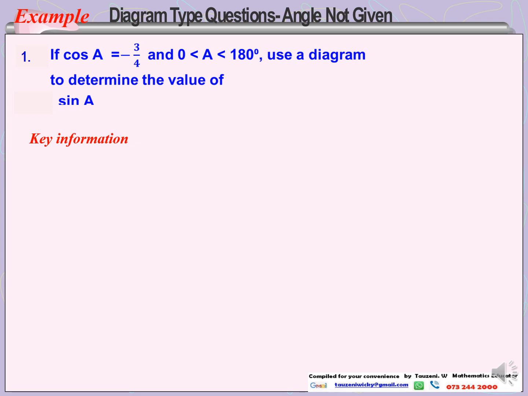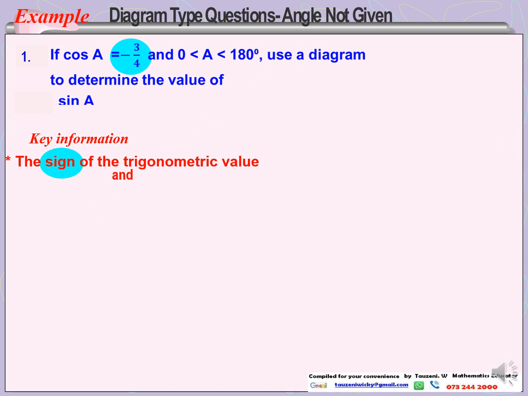First, with such a question, what do I need to do to solve this type of problem? Key information. That means what information is given here that is necessary for me to be able to solve this problem. The first one is you look at the sign of the trigonometric expression given. By sign we are saying is it a negative or a positive one? In this case we can see that cos A is negative 3 over 4. Therefore cos A is negative.